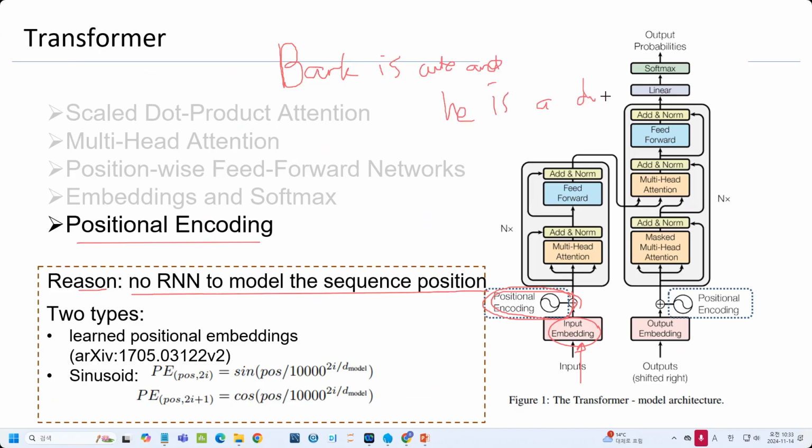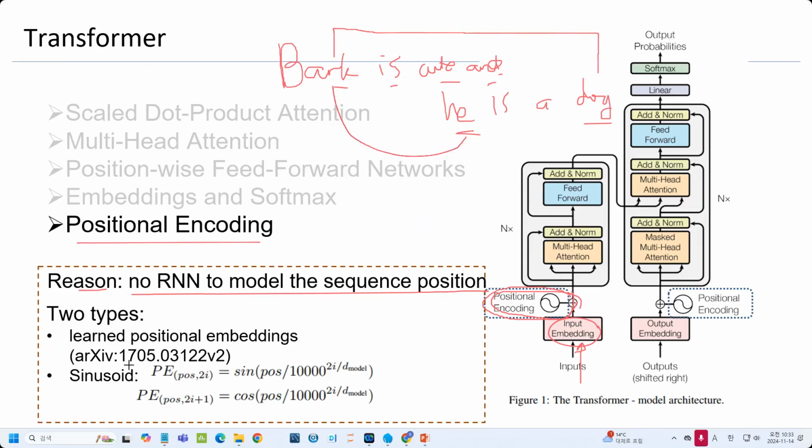So we do not know where the position of "he" is, or where the position of "dog" is. In our eyes, it is easy: okay, he is in position 1, 2, 3, 4, 5. But in the computer, it is not easy to look at the relationship between "bug" and "he", or between "bug" and "dog".